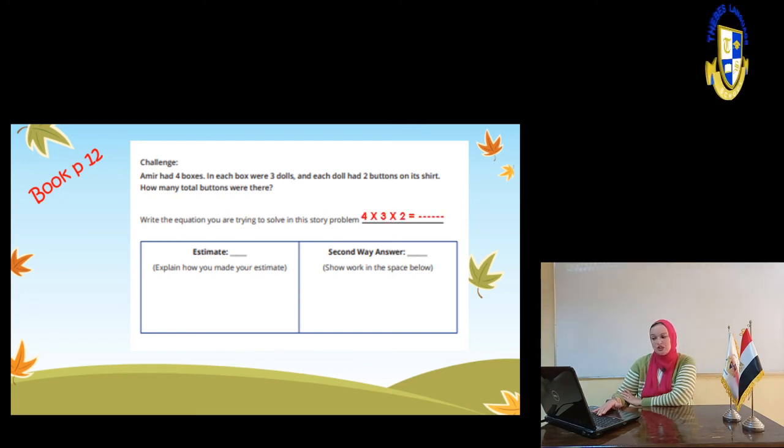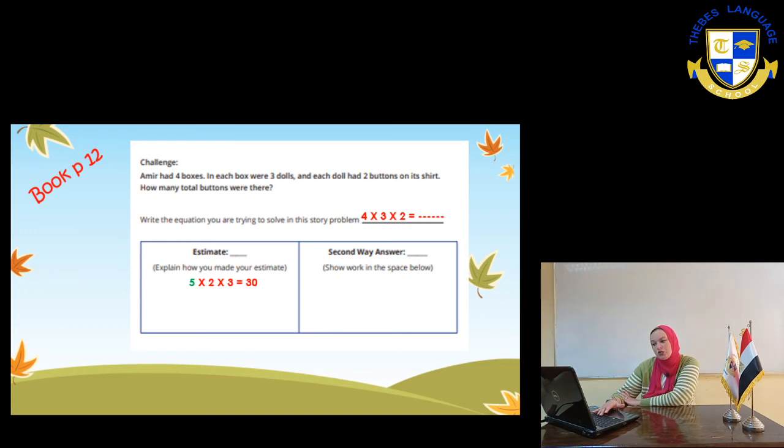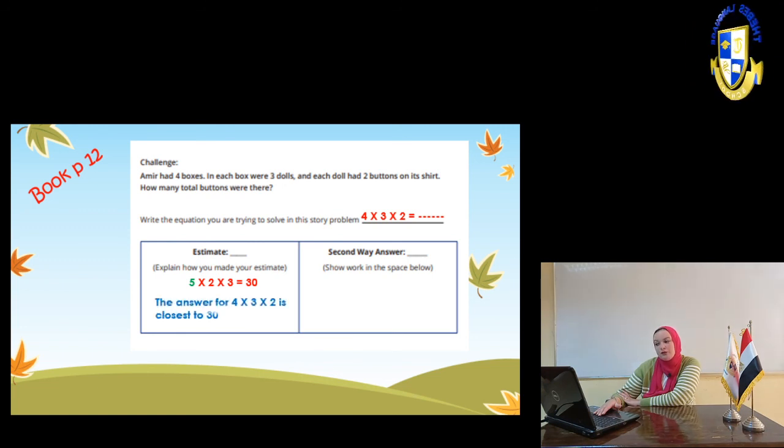The estimation, we are going to make the 4 into 5, change it into 5. Now we are going to make 5 times 2 times 3. The result will be 30. The answer of 4 times 3 times 2 is closest to 30. In the second way, we are going to make 4 times 3, it will be 12, then make 12 times 2 equals 24.